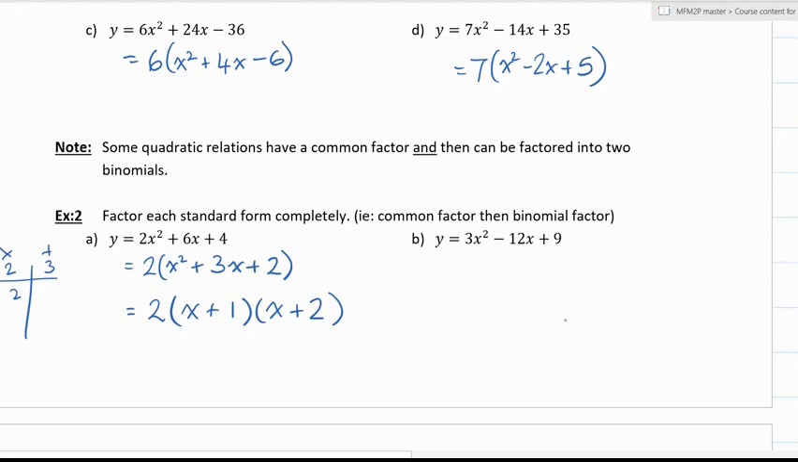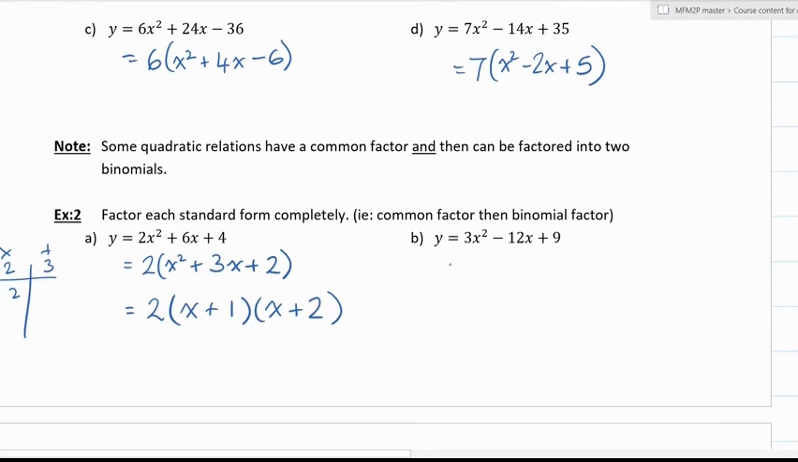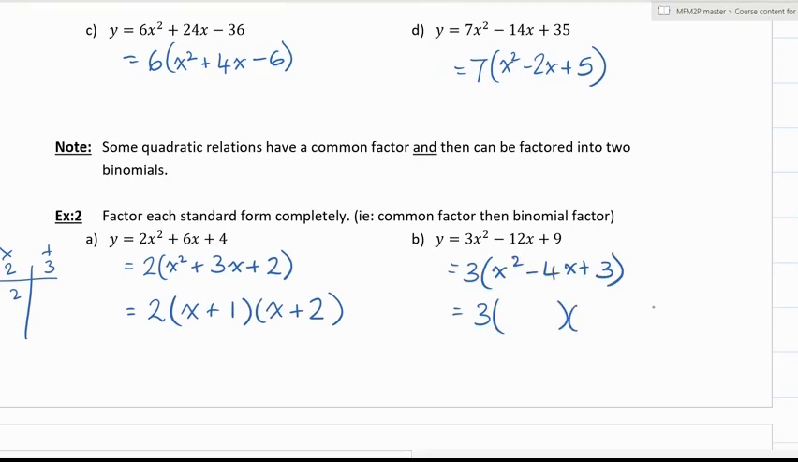The next one, common factor of 3. We'll extract that out, and you should get this. Remember, you can press pause and replay. Now let's factor this binomial. We're looking for two numbers that multiply to 3 and add to negative 4. Oh, here's a tricky one maybe. Multiply to positive 3 and yet add to negative 4.